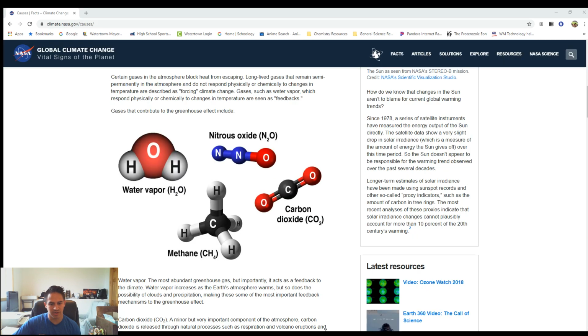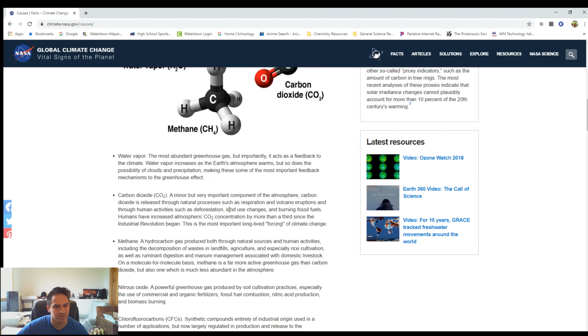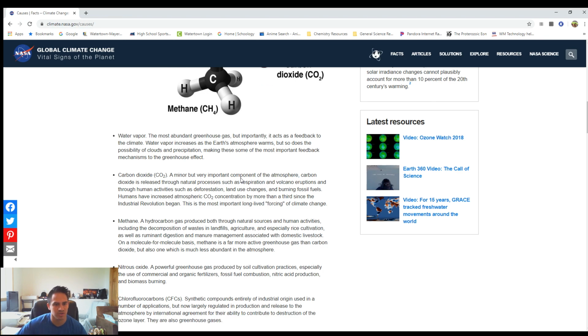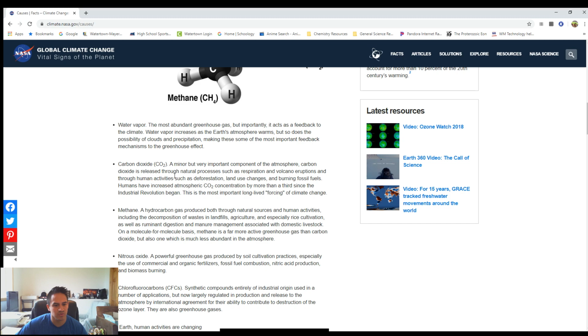So let's go back to our website and let's do some reading here. It says water vapor, the most abundant greenhouse gas, but importantly, it acts as a feedback to the climate. Water vapor increases as the Earth's atmosphere warms, but so does the possibility of clouds and precipitation, making these some of the most important feedback mechanisms of the greenhouse effect. So they don't specifically talk about where water vapor comes from, but the majority of our planet is made out of liquid water, and a lot of it evaporates. So I don't think we need to really question where that one comes from. The next ones, though, we probably want to read more about.